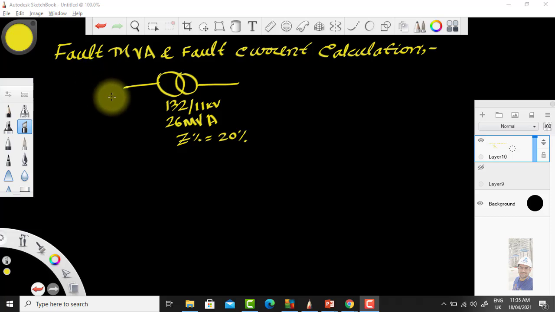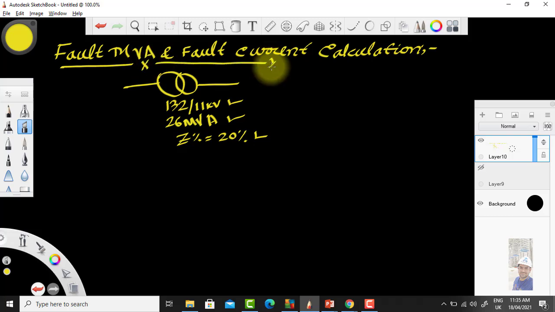Welcome friends. In this session we will calculate fault MVA. If we have a transformer, for example, of a given MVA rating, and we know the voltage of the HV and LV side, and we know the percentage impedance of the transformer, we can calculate how much fault current there will be if there is a fault on the LV side or on the HV side. So we will do these calculations.